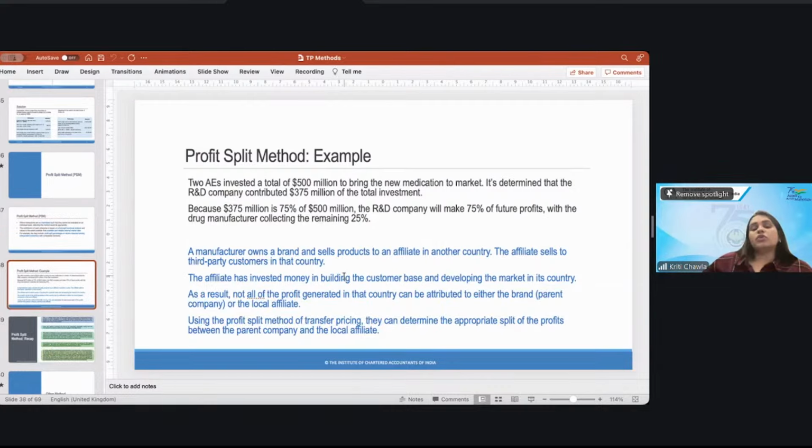Well, what you can do is split it on the basis of functional analysis. You can split it on the basis of functions that are performed by the manufacturer and the functions that are performed by the affiliate country. Or, if you find a similar situation in independent parties, if you find independent parties in the market who are undertaking similar functions, you can replicate their behavior also. So this is how you split the profit, going forward.